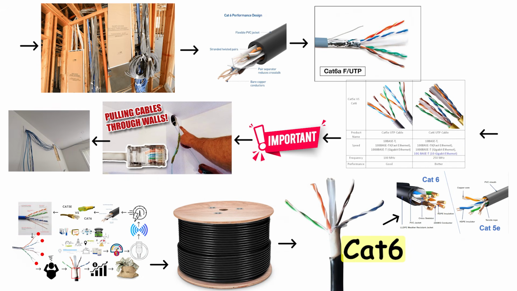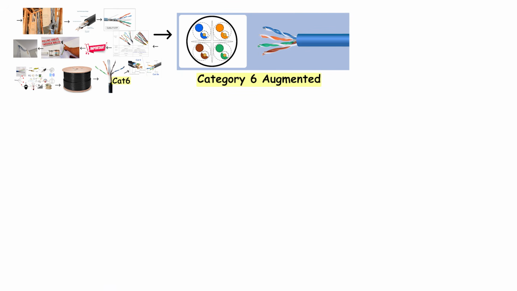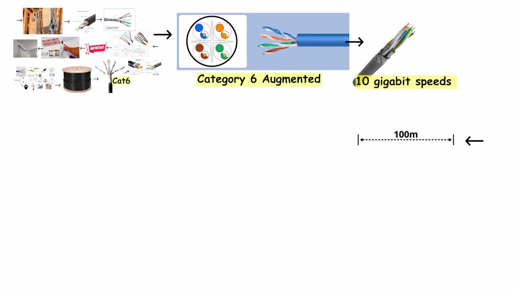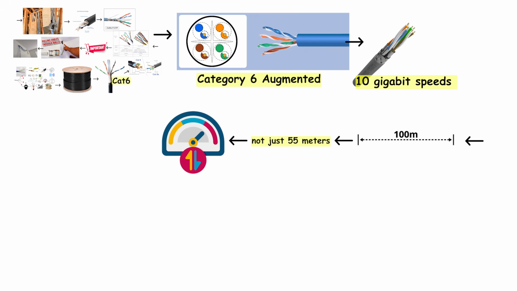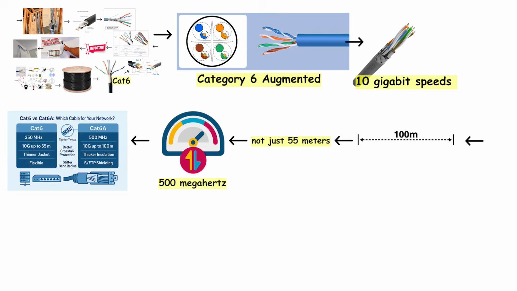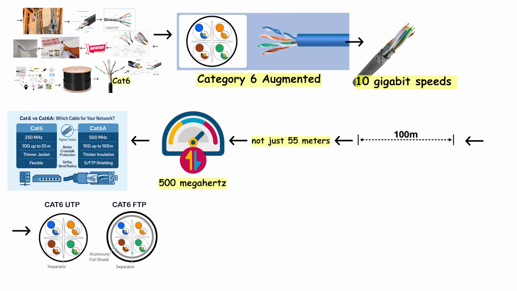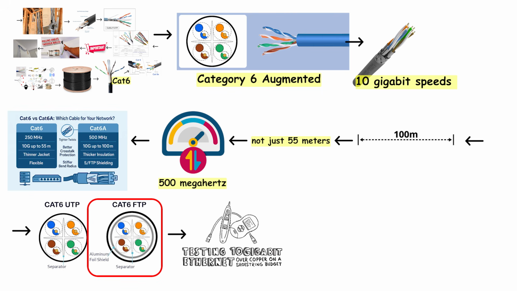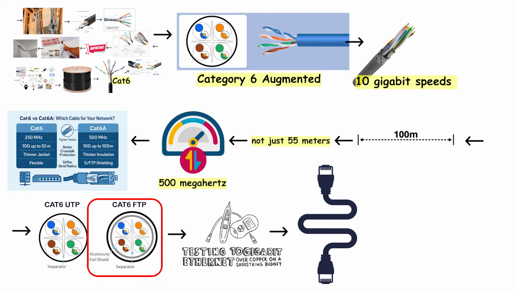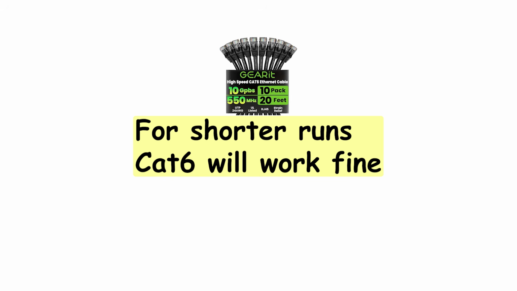Then there's Cat 6a, which stands for Category 6 Augmented. This cable maintains 10 gigabit speeds across the full 100 meter distance, not just 55 meters. It also doubles the bandwidth to 500 MHz. The construction specs are even stricter than Cat6, with improved shielding and better separation between wire pairs. If you're actually running a 10 gigabit network and need cables longer than 55 meters, Cat6a is what you need. For shorter runs, Cat6 will work fine.